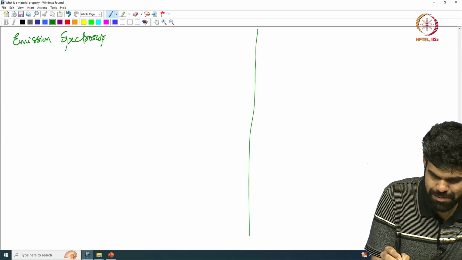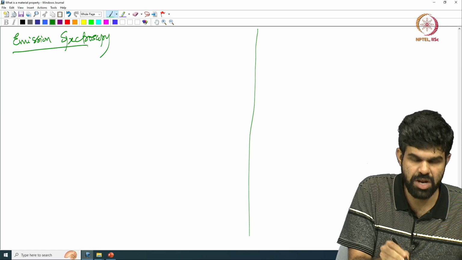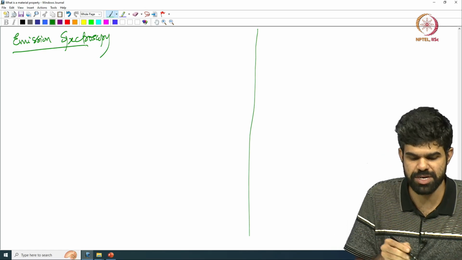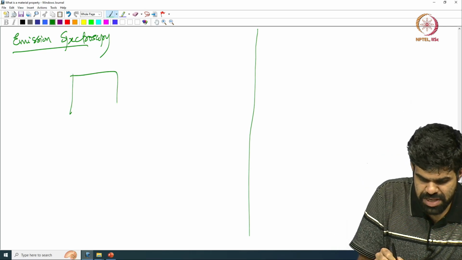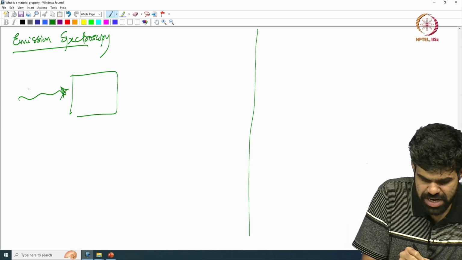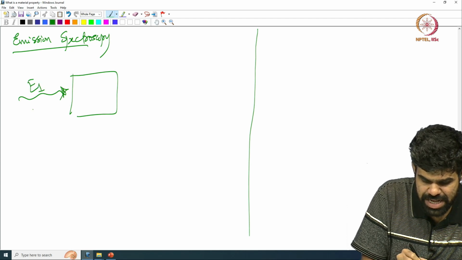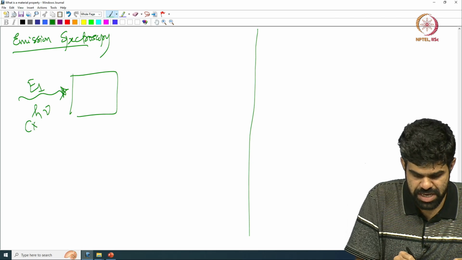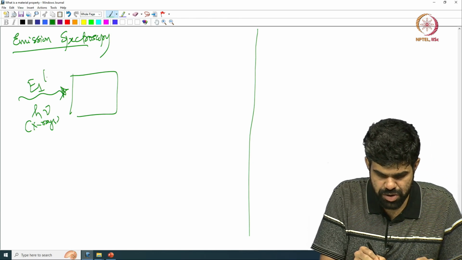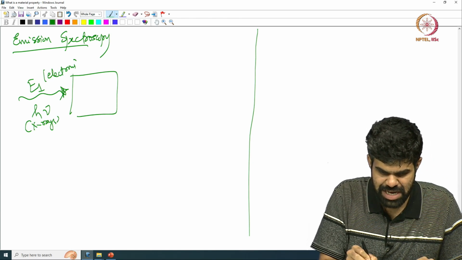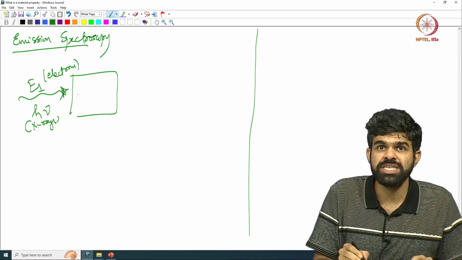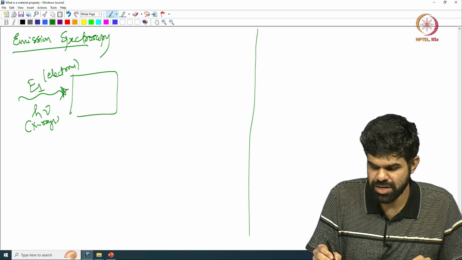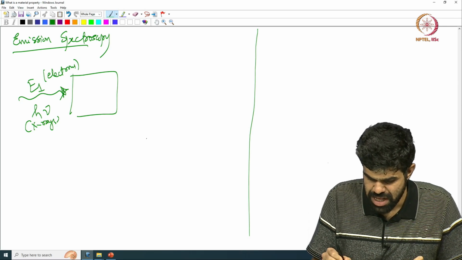XAS and EELS are absorption spectroscopies, right. So what is the analogous emission spectroscopy or luminescence spectroscopy? In some sense, if I shine electrons of energy E1 or if I shine X-rays of energy h nu, these are X-rays, these are electrons, right. So electrons interact with my material. How are they interacting with my material?